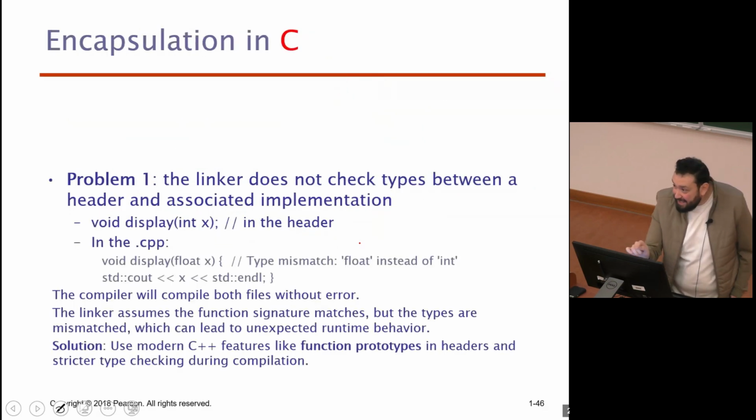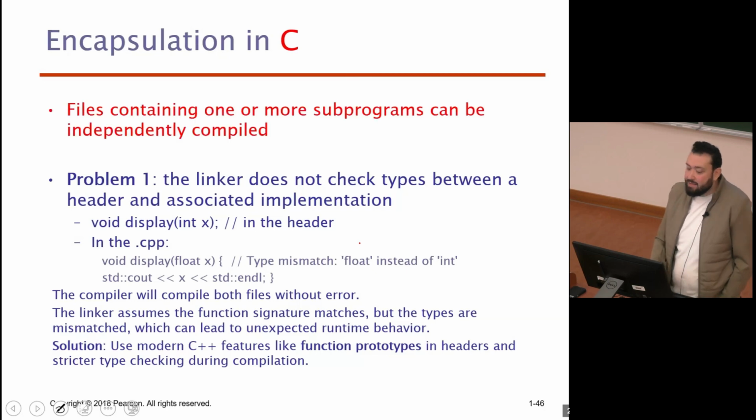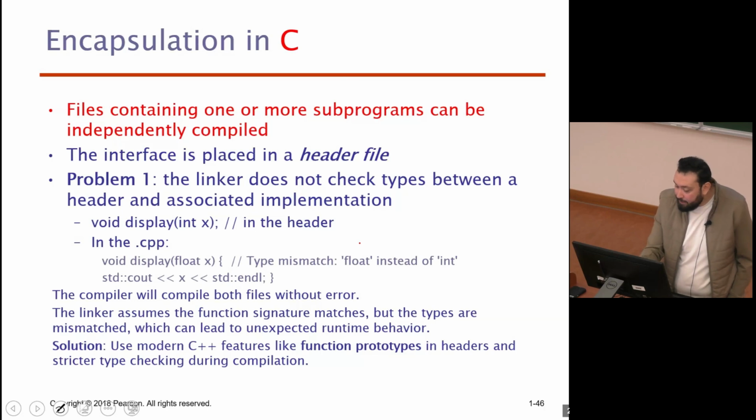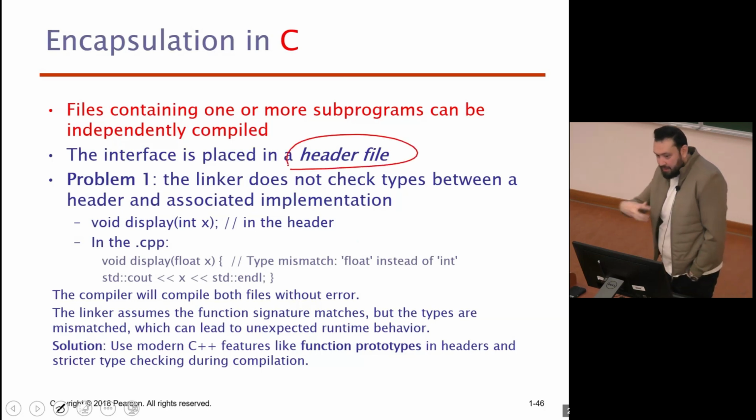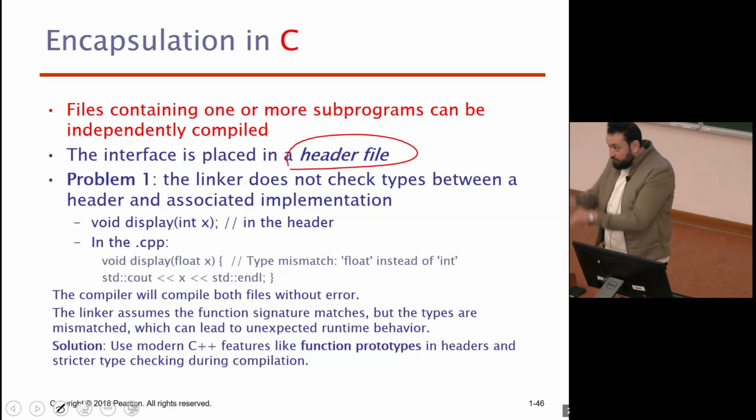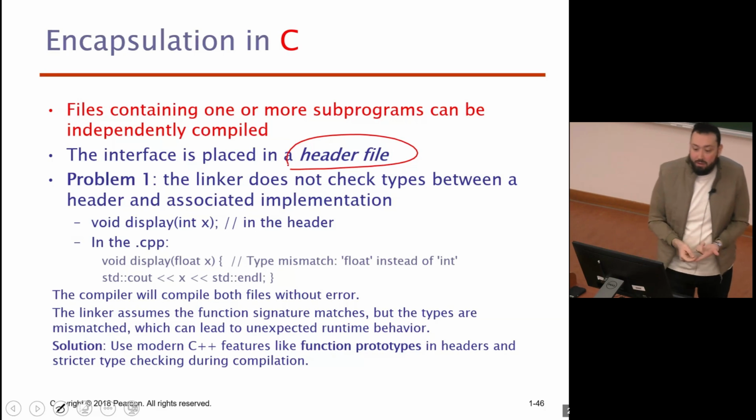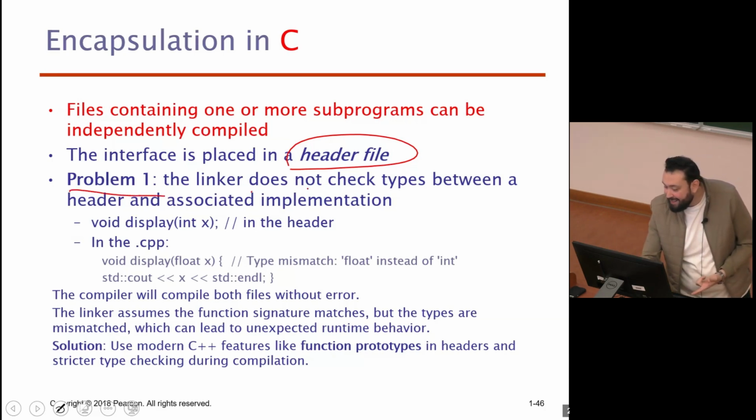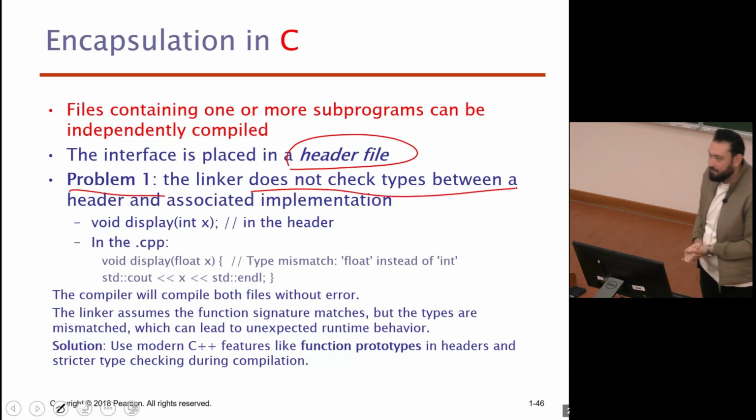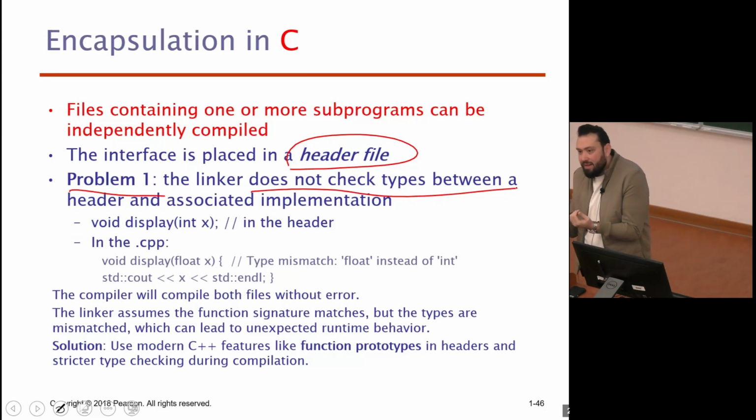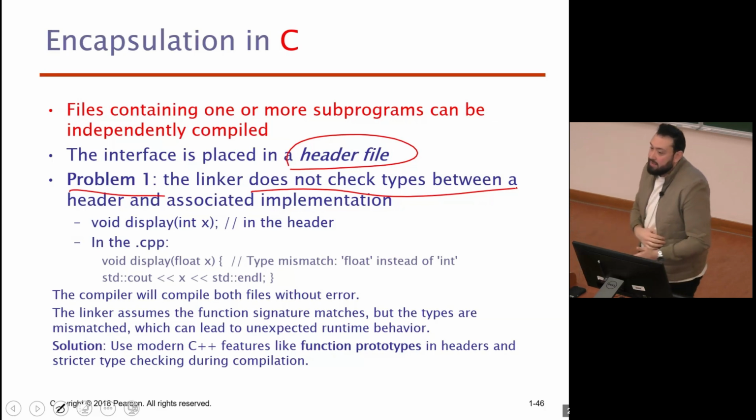Now, encapsulation in C, before going to C++: files containing one or more subprograms can be independently compiled. The interface is placed in a header file. If you place your interface in a header file, that means the header file will compile separately from the .cpp. Now, one of the problems is that the linker does not check types between them. I think Java is better when it comes to type safety, if you remember, even when dealing with other types. So when it comes to type safety, Java is in general better than C and C++.